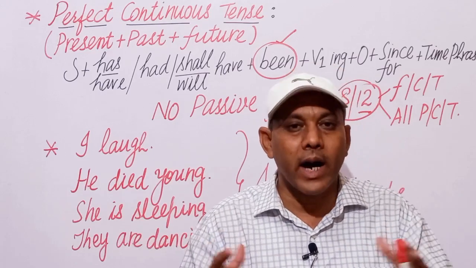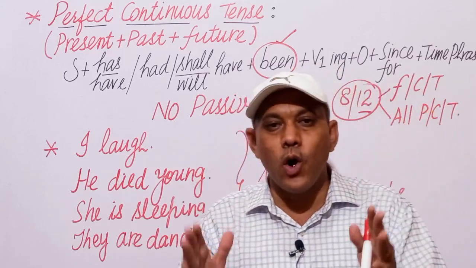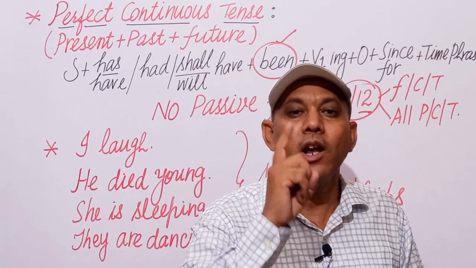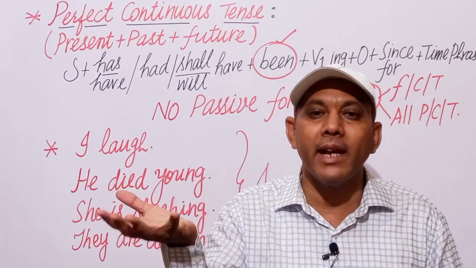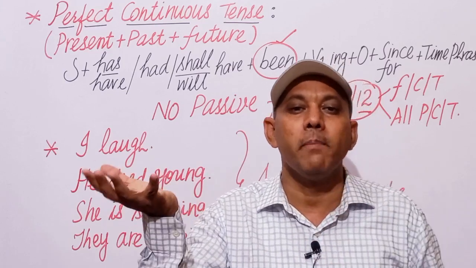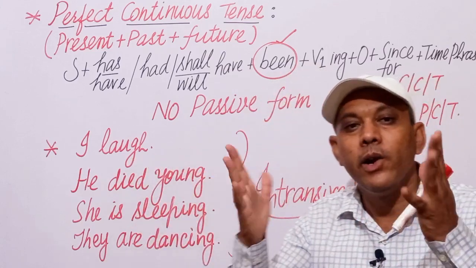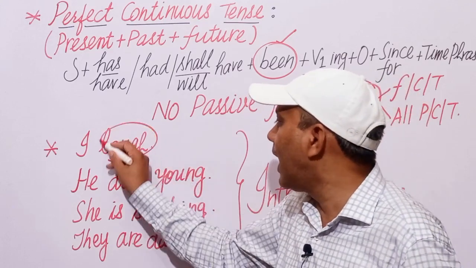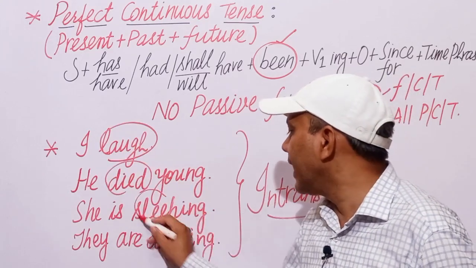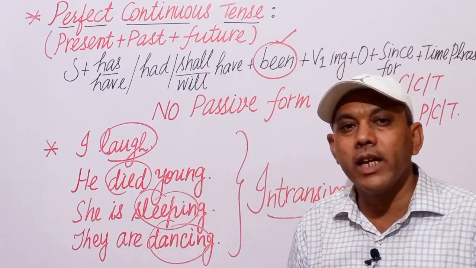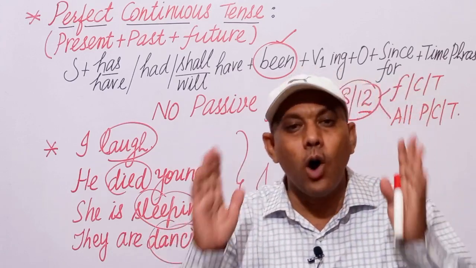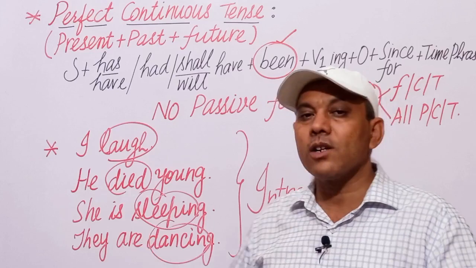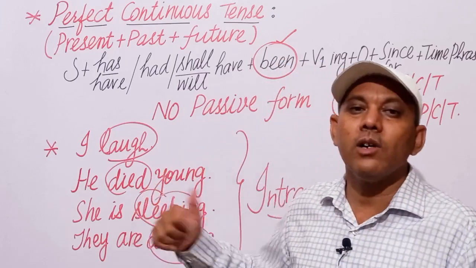Not at all. Why? Because to transform a sentence of active voice into passive voice, we need an object so that we can make the subject of the new sentence in passive form. They have no object and they need no object. For example, the verbs laugh, die, sleep, dance. These verbs need no object to complete the meaning of these sentences. These sentences are quite meaningful without objects.